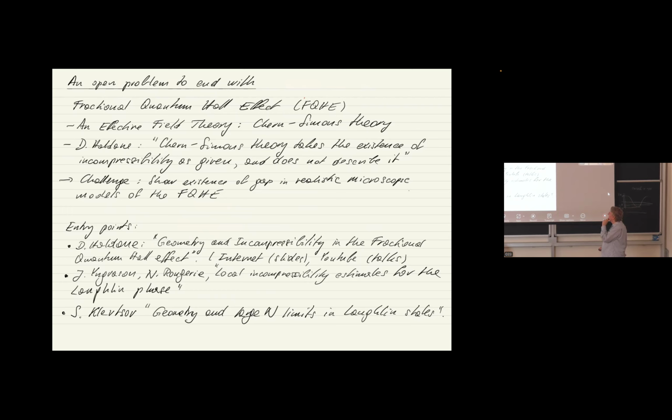Duncan Haldane says, you can find it in his talks, that Chern-Simons theory takes the existence of incompressibility as given. So in other words, this gap we have been talking about all along. Without this gap, nothing works. And Chern-Simons theory takes the existence of the gap of incompressibility as given and does not describe it. So the challenge is to show the existence of the gap in a realistic microscopic model, not of the integer quantum Hall model, but of the fractional quantum Hall model.